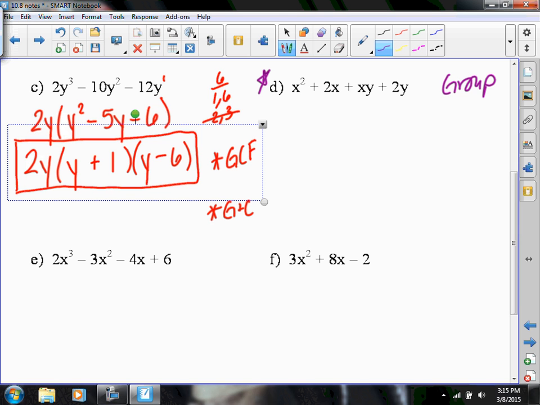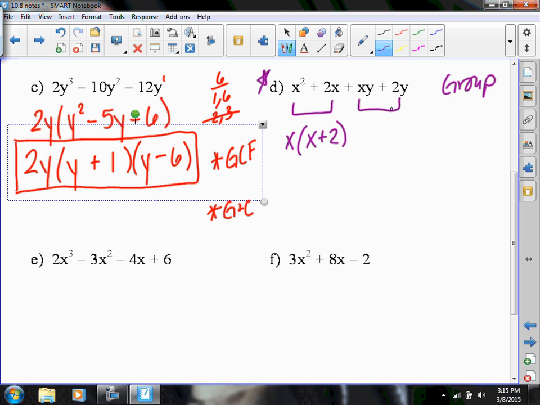We can either group the first 2 terms and the last 2 terms, or we could group every other. I could do first and third and second and fourth. Usually it works best if you just group the first 2 and the last 2. Now, between these first 2, you want to see if there's a greatest common factor. And there is. There's an X. So I'll take that out of just the first 2 terms.